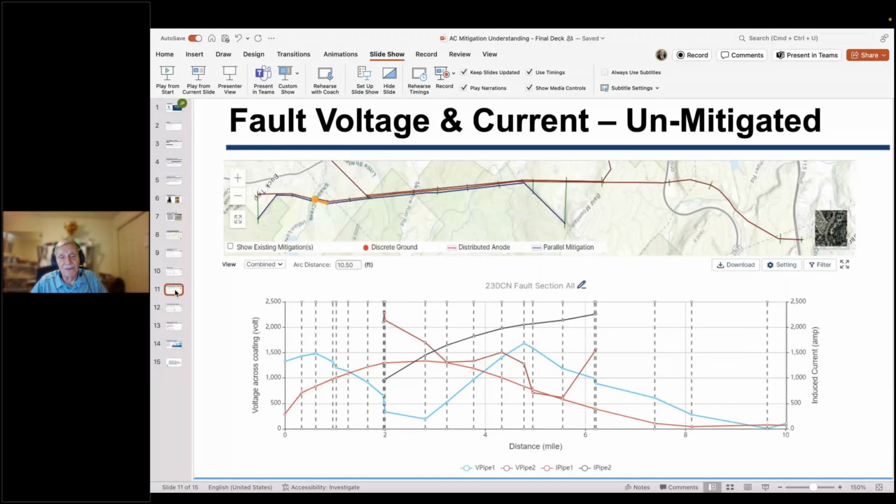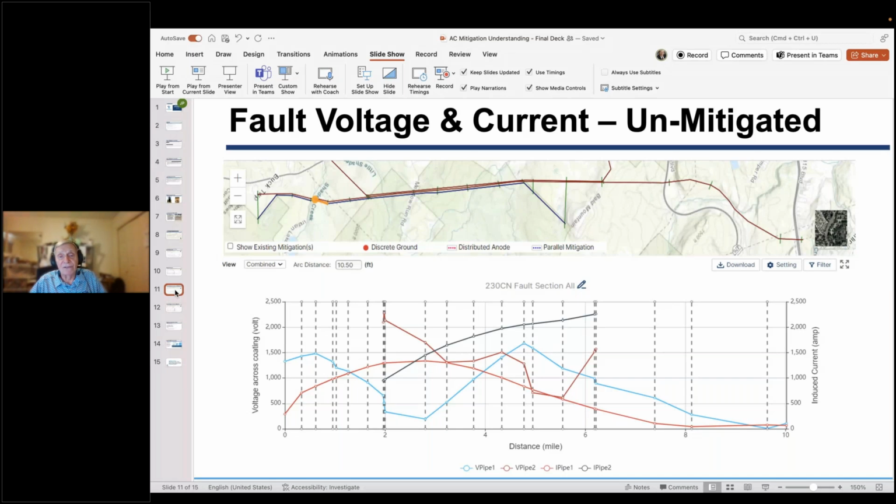Let's see, what do we have here? We got a fault, and this is the fault, and I selected the closest tower to the pipeline. And if you noticed in this area here, we're running a little over 1500 volts. Same thing here, about 1600 volts. And that's not a bad thing, but this is unmitigated.